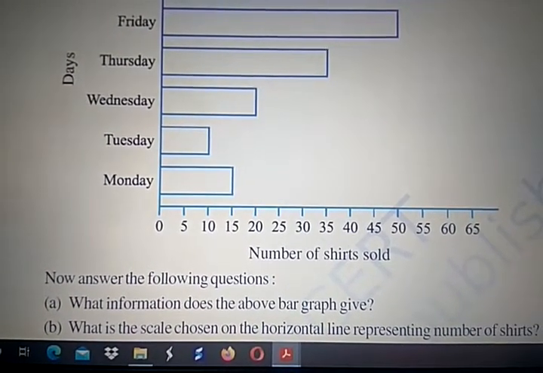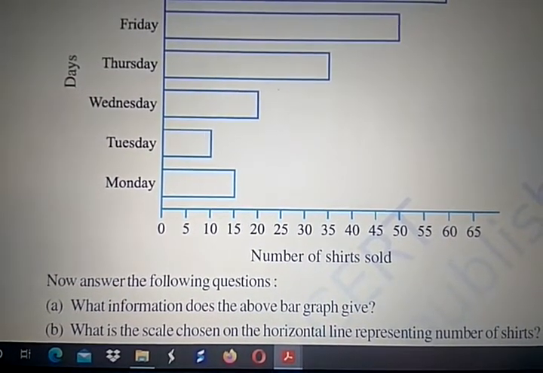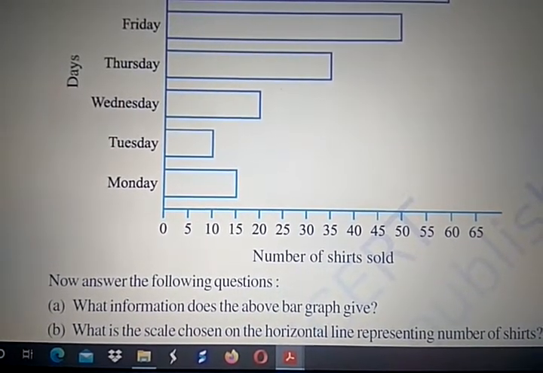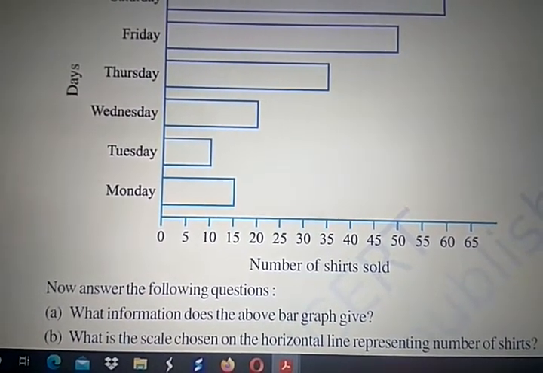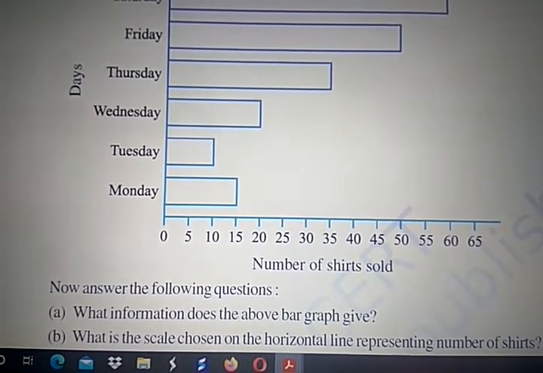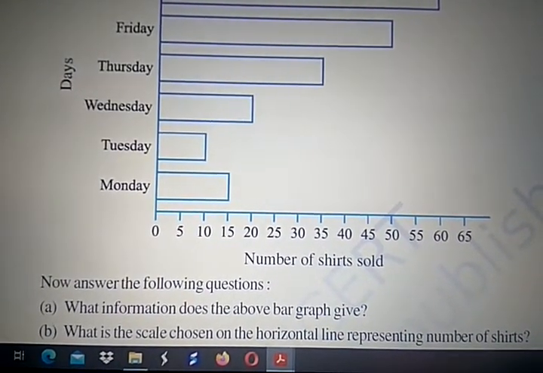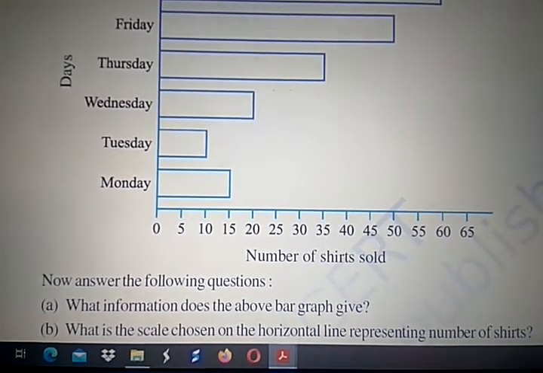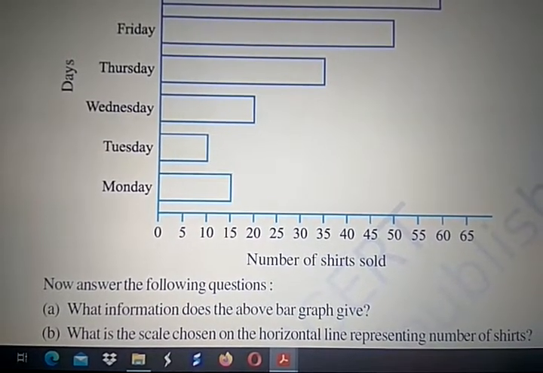What is the scale chosen on the horizontal line representing the number of shirts? The scale will be 1 unit length. You see the scale 0 to 5, 5 to 10, 10 to 15, 15 to 20. It means in each unit there is a difference of 5: 0 to 5, then 5 to 10, 10 to 15, 15 to 20, 20 to 25, like that. So what is the scale on the horizontal line, that is on the x-axis? The scale 1 unit length is equal to 5 shirts. Okay.